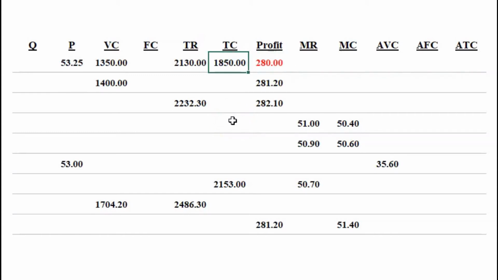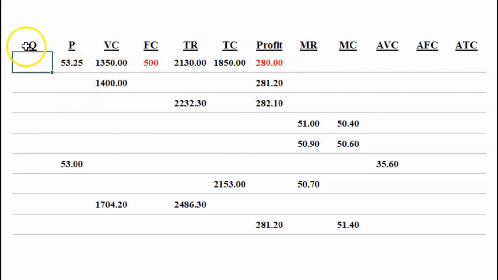All right. Now that we know that, let's see if we can identify our fixed costs. That's the next one over here. We know that total cost is equal to variable cost plus fixed cost. So to get fixed costs, all we have to do is subtract variable costs away from total costs. So 1850 minus 1350, well, that's an easy one, that's 500. Okay.